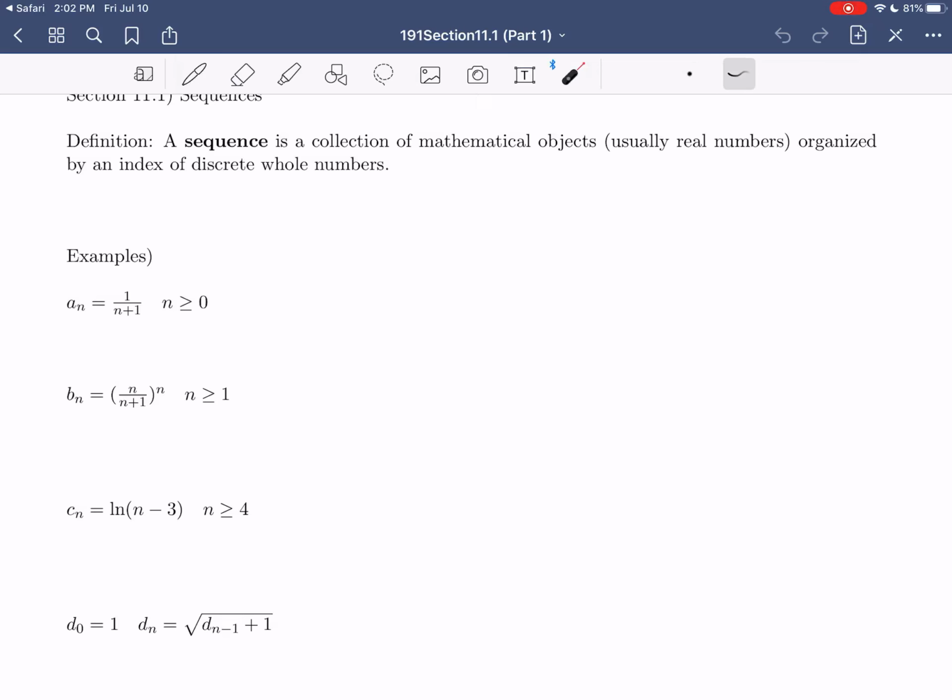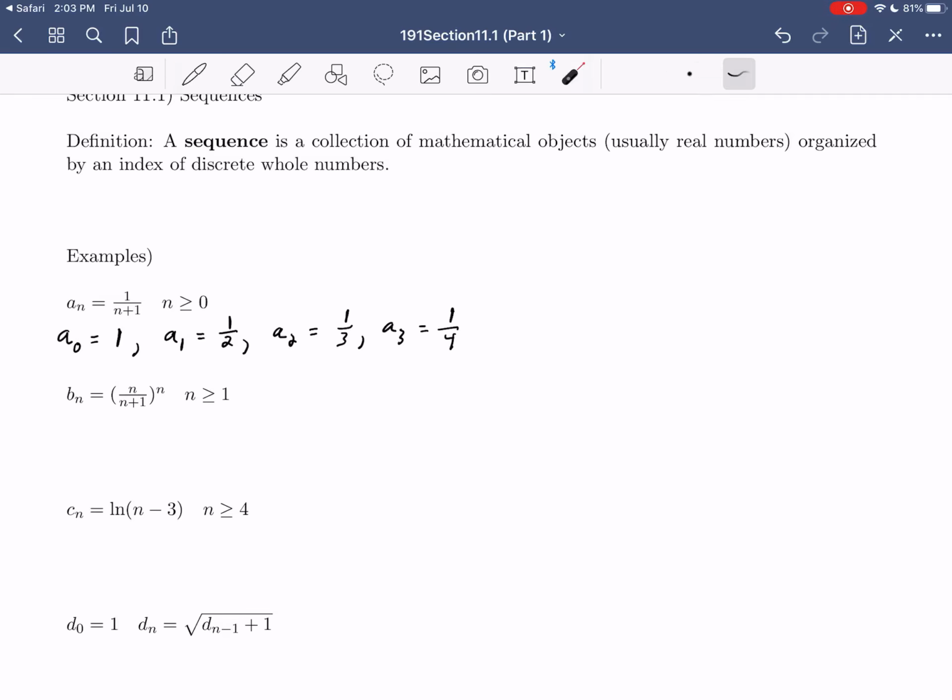So in this case, you'll notice that this tells us that the sequence runs for n greater than or equal to 0. So we start with the index at 0. So we would have a sub 0 here. If we plug in 0 for n, then we'd have 1 over 0 plus 1. So we'd have 1. And then we'd have a sub 1. We'd plug in 1 for n, and we'd have 1/2. And then a sub 2 would be 1/3. And then a sub 3 would be 1/4, and so on.